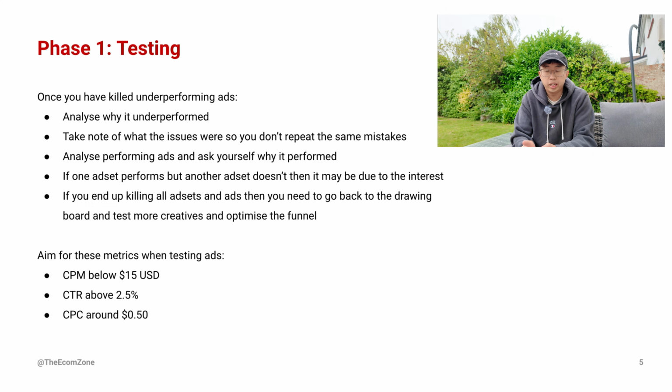These are the metrics you want to aim for when testing ads. CPM below $15, CTR above 2.5%, and cost per click around 50 cents. Now, these are what you want to aim for. It's not what you want to close your ads for. So there's a big difference there. Ideally though, you just really want to aim for better metrics.